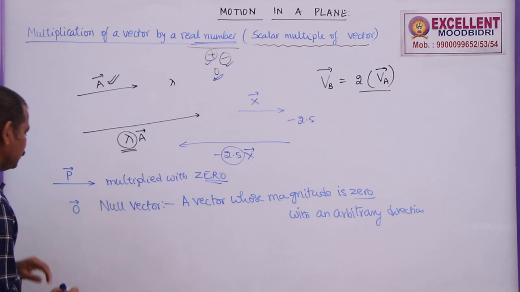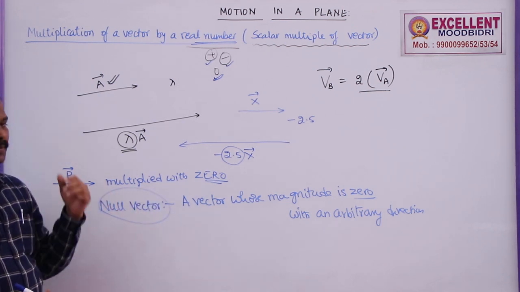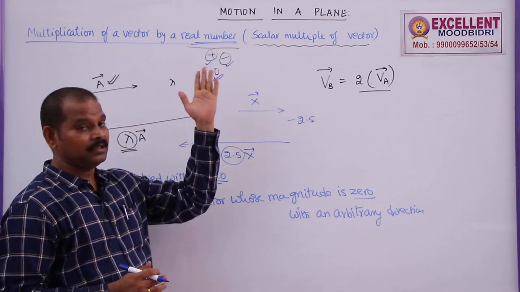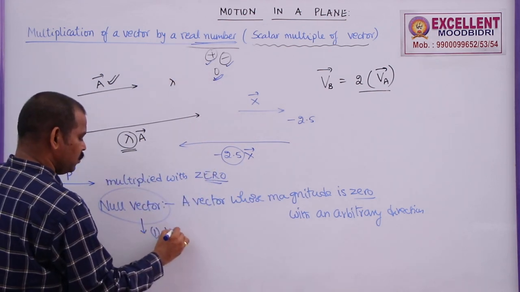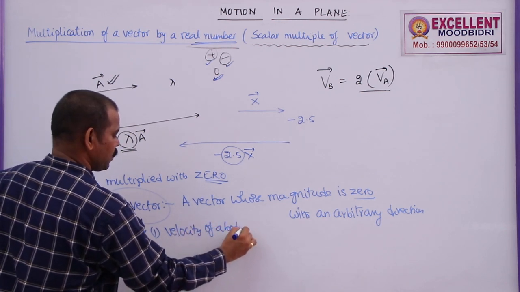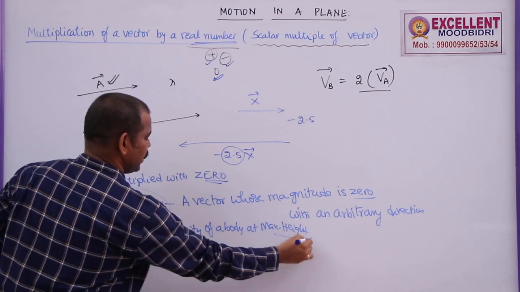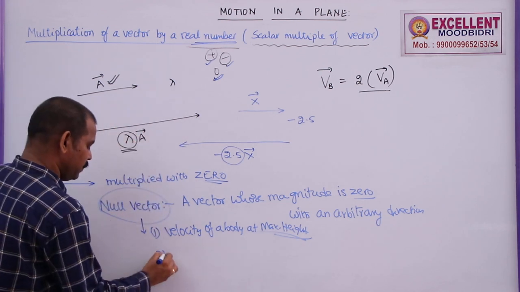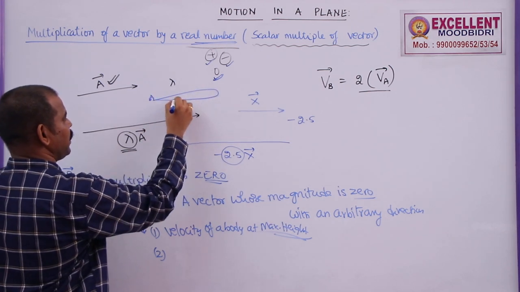So, tell me some examples for null vector. What are the null vector examples? See, if you throw a body vertically upwards, as it goes up, the velocity gradually decreases and finally the velocity will become 0 at maximum height. So, the first example for null vector is the velocity of a body at maximum height. So, velocity is a vector, but it is a null vector. Why? Because velocity will be 0 there. Similarly, if a body started from A, went to somewhere and came back to A only.